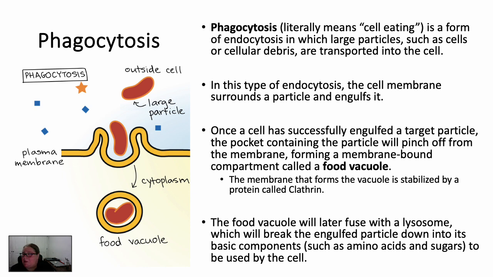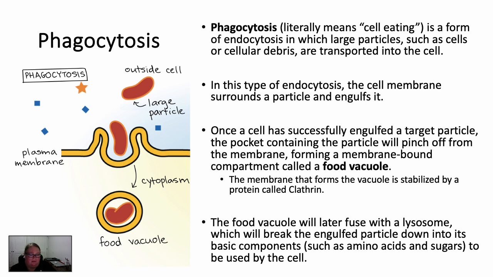Okay, it's going to pinch off and make it into a food vacuole or a vesicle. Usually they're used interchangeably. I'm going to use the term vesicle. So once this happens, this cellular debris comes in. The membrane that forms the vesicle is going to be stabilized by a protein called clathrin, so it doesn't break apart while it's traveling through the cell.